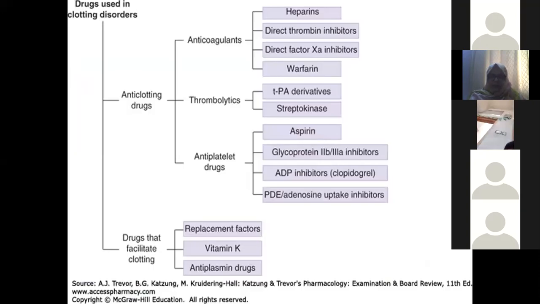So today we are going to discuss the anti-clotting agents, right? Fibrinolytics or thrombolytics. We are not going to touch the antiplatelet drugs here. Let's divide the broad category first. So anti-clotting drugs are divided into three categories. One is anticoagulant, second is thrombolytic, third is antiplatelet drugs, right? So anticoagulants include heparin, direct thrombin inhibitor, direct factor 10A inhibitor, and warfarin.